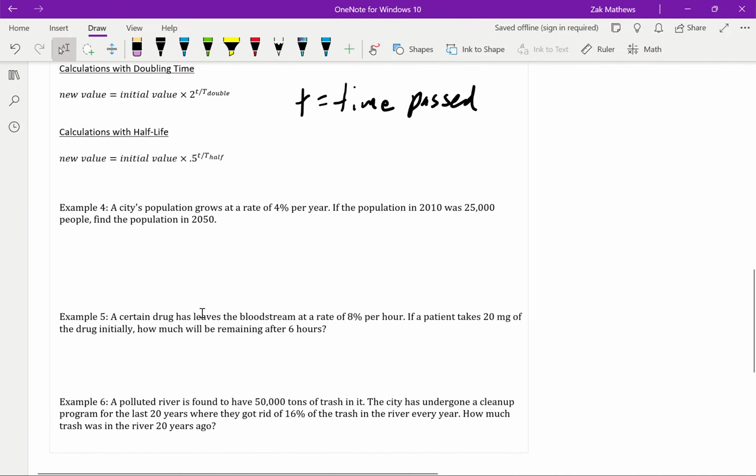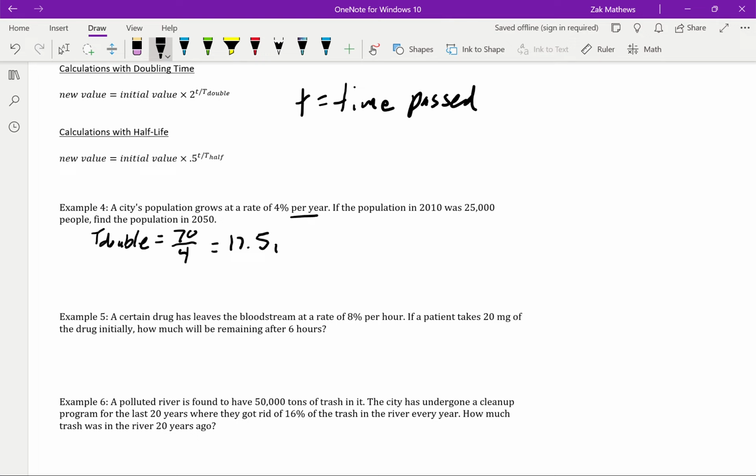Let's take a few examples. Example 4, a city's population grows at a rate of 4% per year. The population in 2010 was 25,000 people. Find the population in 2050. So the first thing I need to find is the doubling time. I'm going to do this the same way we did before. We're going to take 70 and divide it by the 4. And we get 17.5 per year. Tells me this would be 17.5 years.